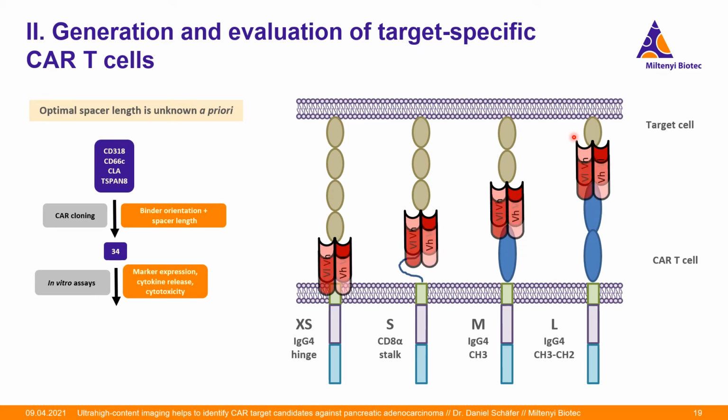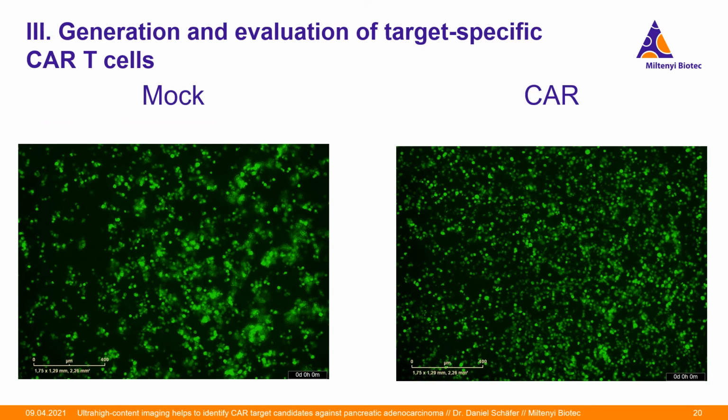Also, the orientation of your scFv can make a difference, and we also switched this, ending up altogether with 34 CAR constructs that we then tested in in vitro assays. We were looking at marker expression, cytokine release, and cytotoxicity. What is an effective CAR? I brought two videos with me today, and I would like to ask you to first have a look at the right-hand side, where you see the co-culture of tumor cells depicted in green with CAR T cells.